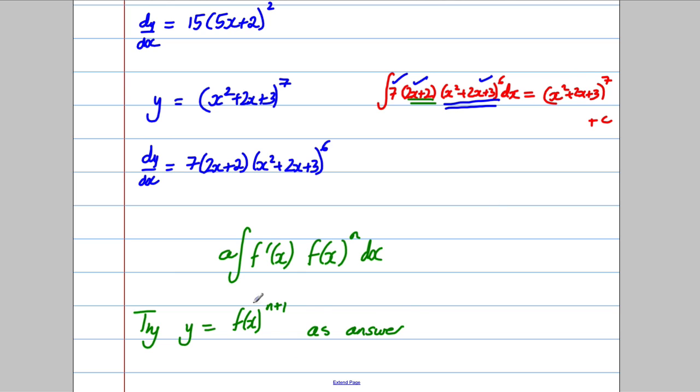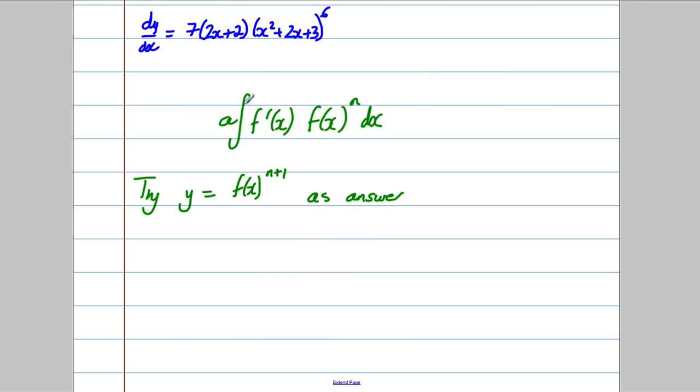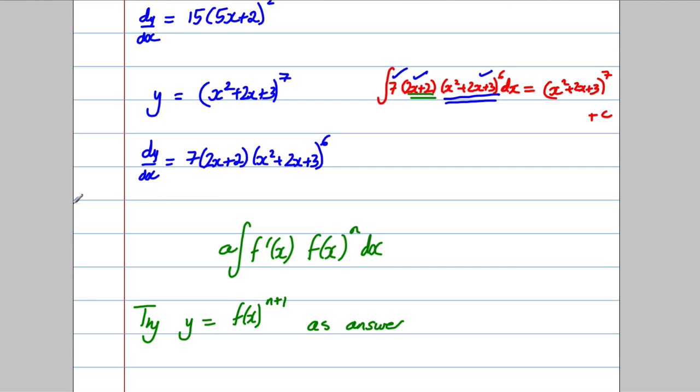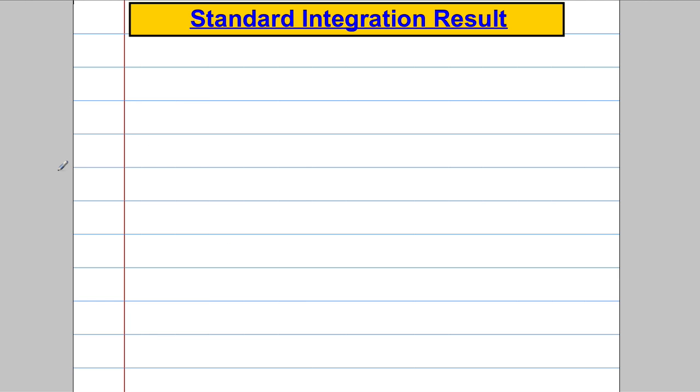I'm going to differentiate this thing and check if it equals the thing inside the brackets. So the integral of the thing inside the brackets would give me this as my answer. Okay, so the result we're going to try and use, like I said, these are the type of things we're trying to do.